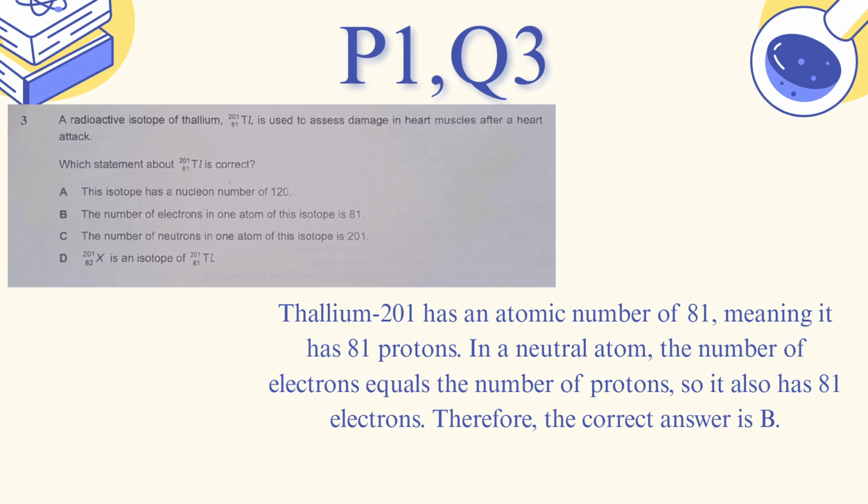We start with Paper 1, question number 3. A radioactive isotope of thallium is used to assess damage in heart muscles after a heart attack. Which statement about thallium is correct? Well, thallium has an atomic number of 81, meaning it has 81 protons in a neutral atom. The number of electrons equals the number of protons, so it also has 81 electrons. So the correct answer is B.